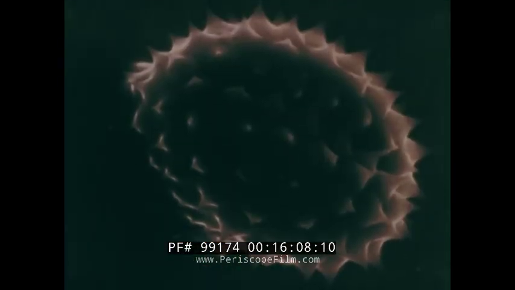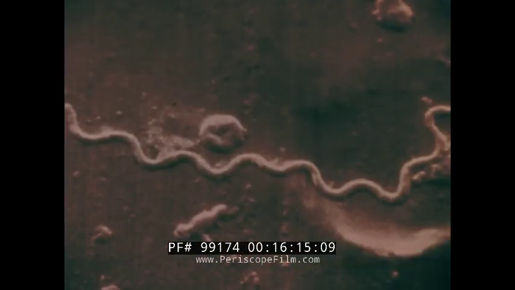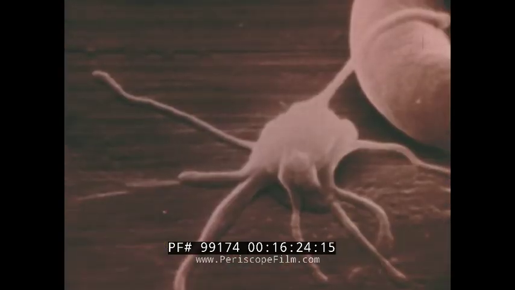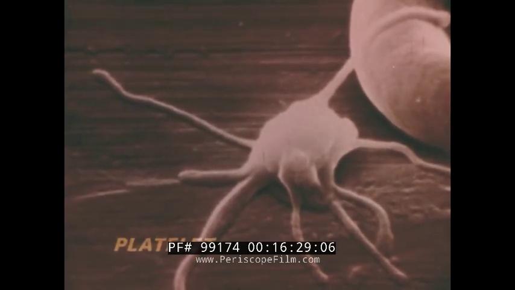Can you identify this? No, it's not. It's the New York Times. Try this. No, it's not a cactus. It's a grain of pollen. Yes, this is the Spirochete of Syphilis, Treponema pallida. And this bizarre organism is a platelet, imaged from a smear of normal human blood.